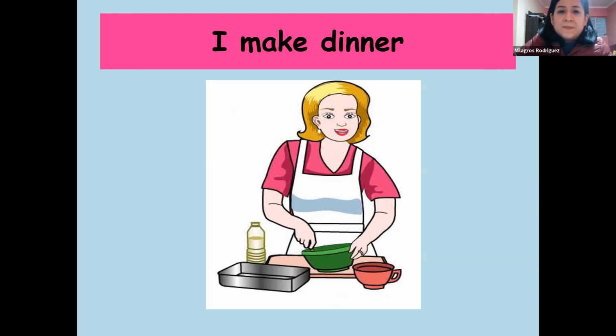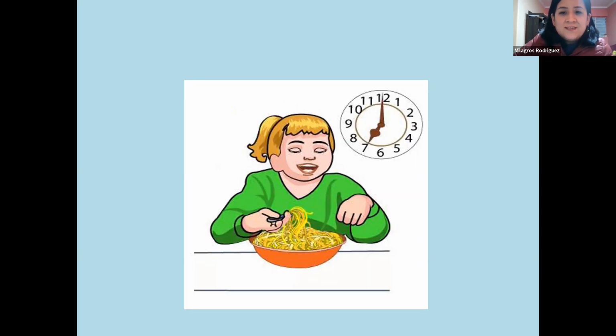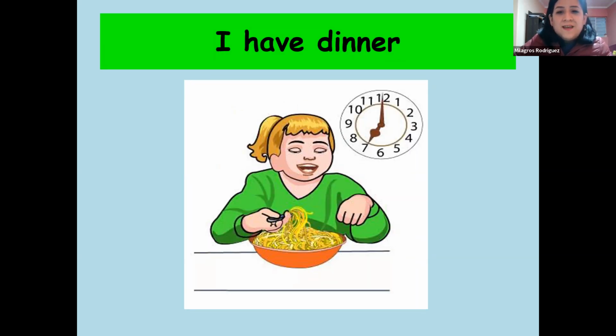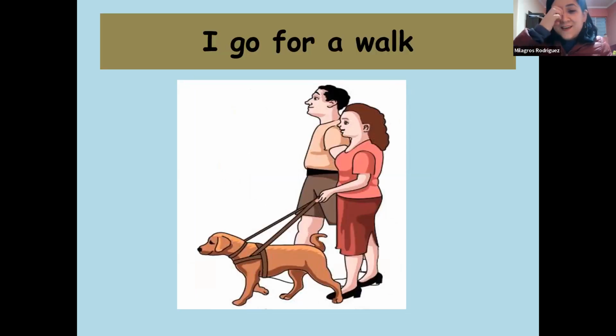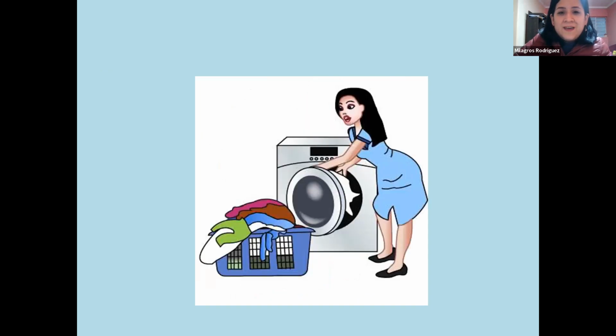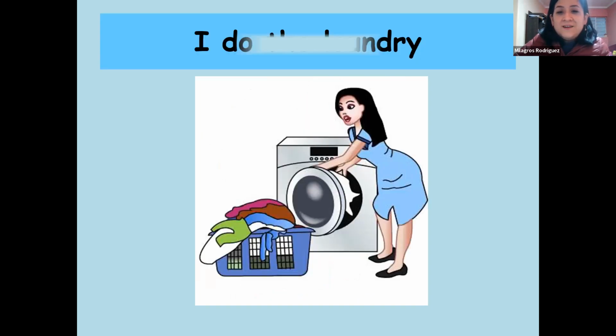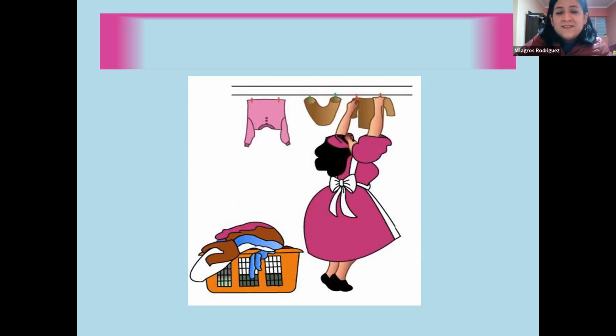I wash the dishes. At 7 p.m., I have dinner. On the weekends, I go shopping to the mall. I go for a walk with my dog and my partner or my husband. I go out with my friends. I do the laundry, right, on Saturdays. Then I hang the clothes.